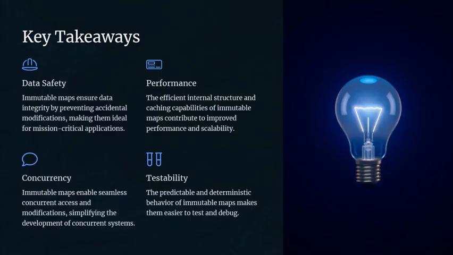Next, key takeaways: data safety, performance, concurrency, and testability. Data safety. Immutable maps ensure data integrity by preventing accidental modification, making them ideal for mission critical applications. Performance. The efficient internal structure and caching capabilities of immutable maps contribute to improved performance and scalability.